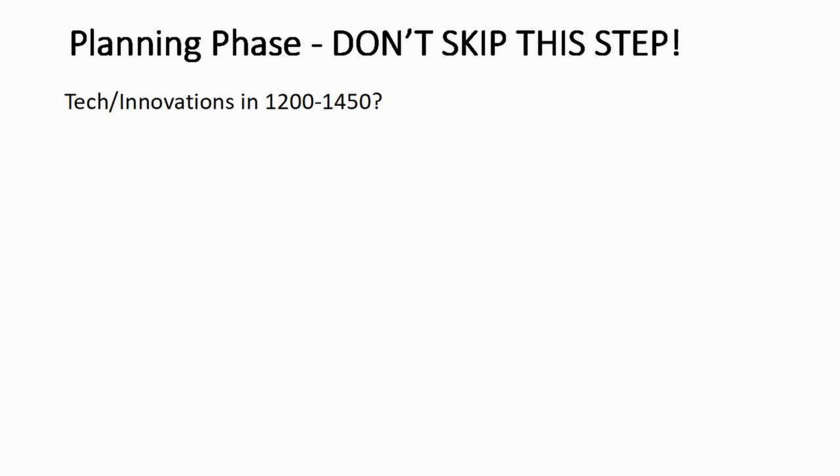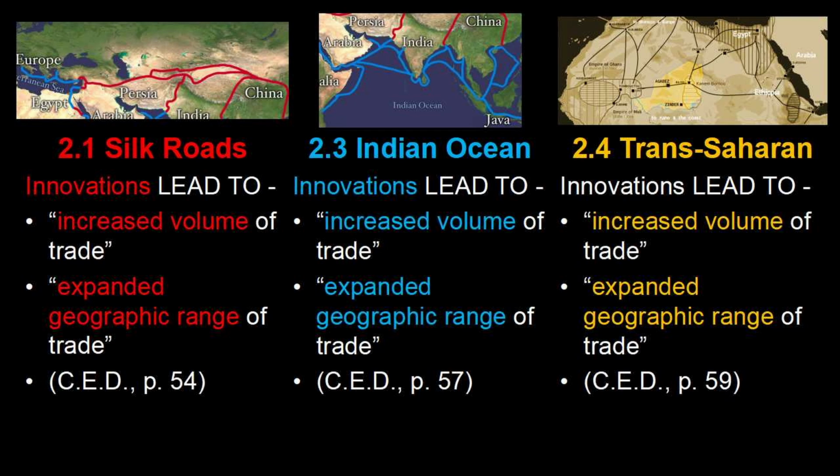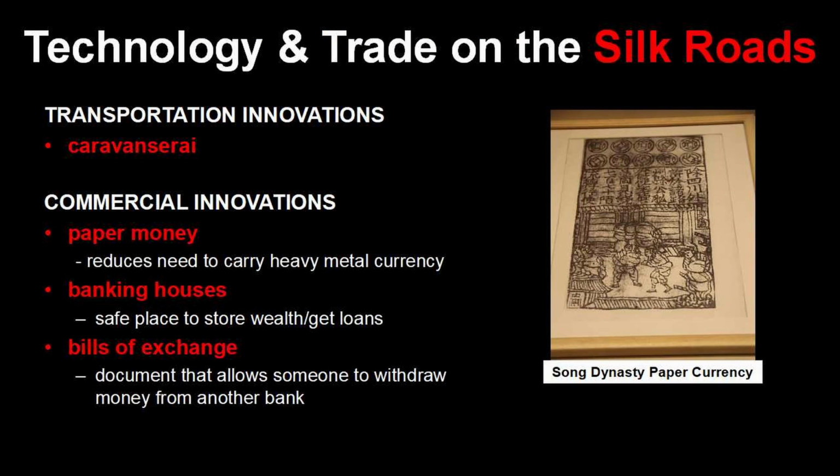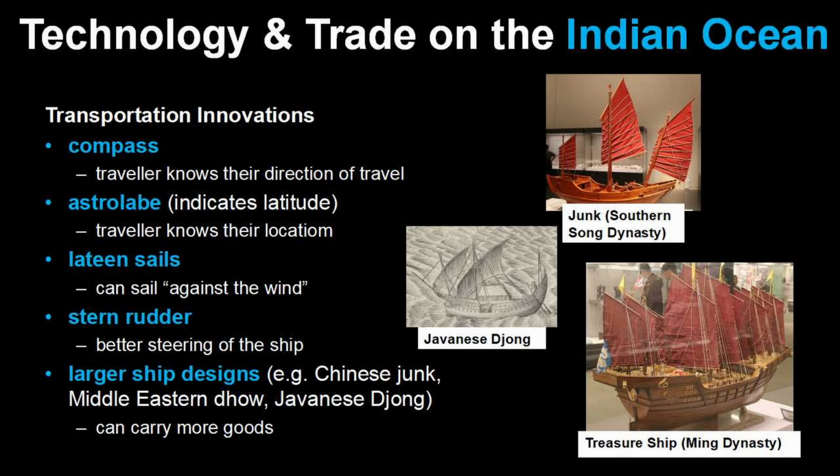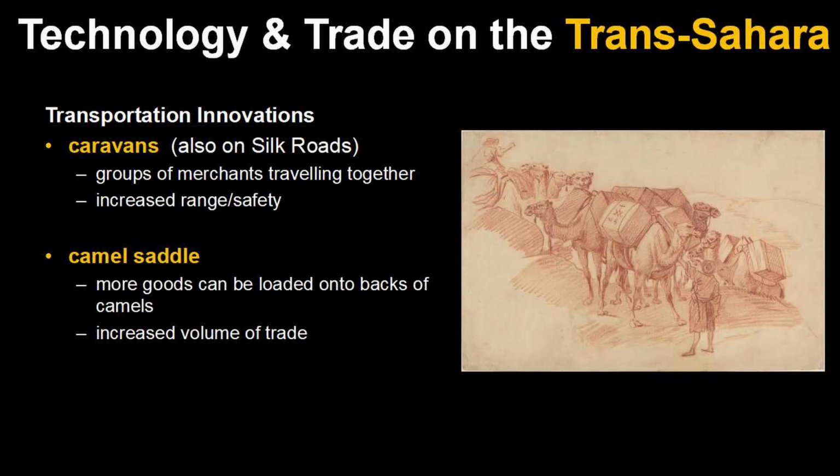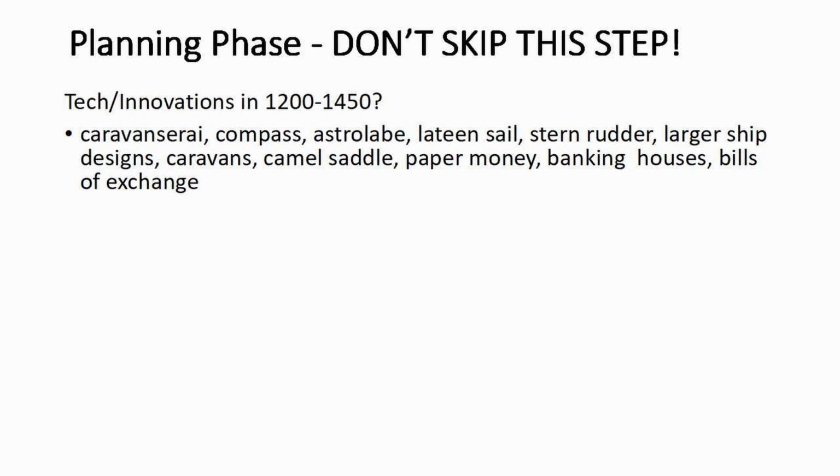Let's see. Did we talk about how innovations lead to economic growth? Yes. As we mentioned at the beginning, it's a key part of all 3 of our major trade routes. So if you know your Unit 2 content, thinking of evidence should not be difficult. On the Silk Roads, we've got transportation innovations and commercial innovations, a whole bunch of transportation innovations on the Indian Ocean, and also transportation innovations on the Trans-Saharan. It's more than enough evidence right there to answer the prompt.